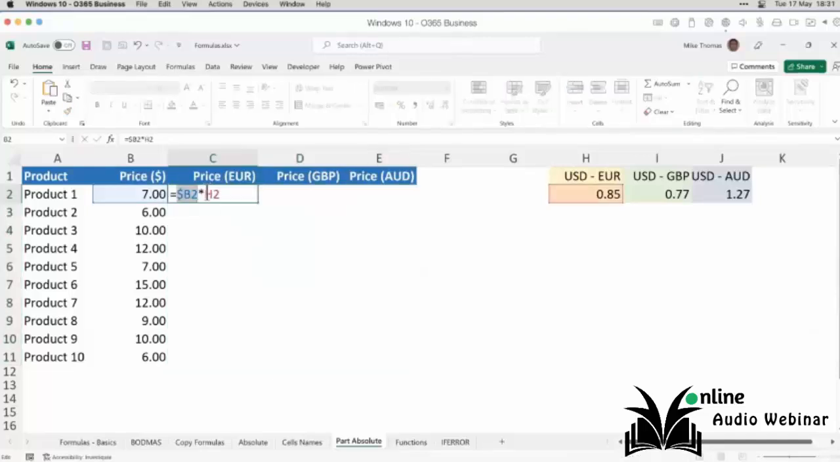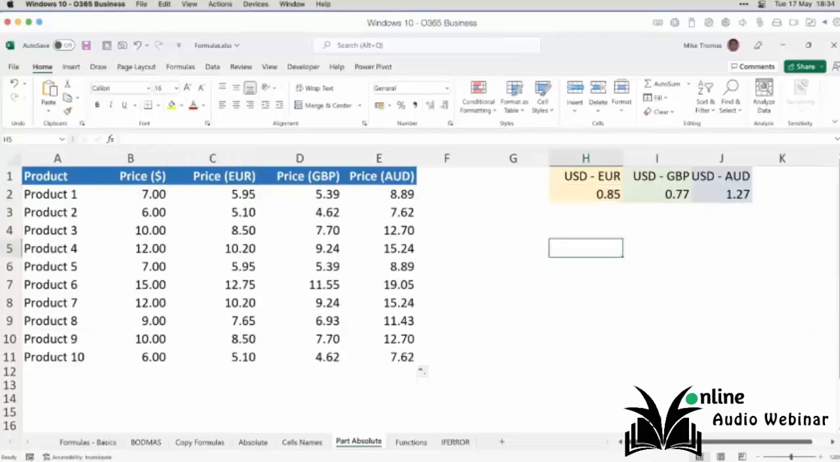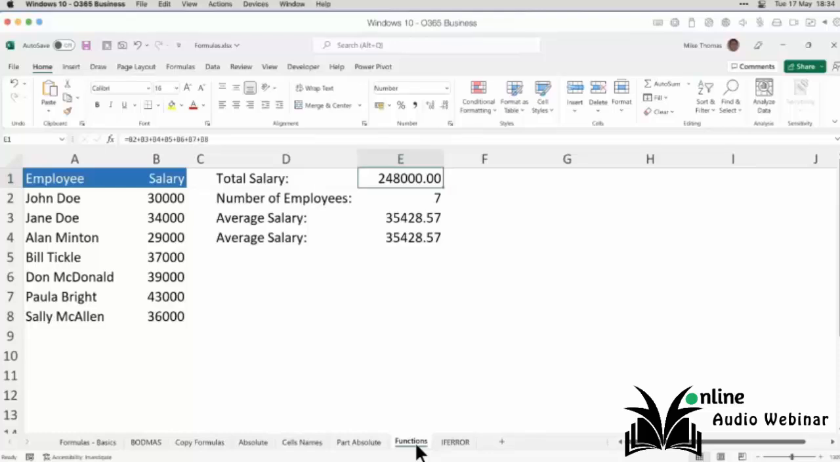And on this side of the equation, I want the opposite. What I want here is the dollar before the 2. So I keep pressing F4 until I get the dollar before the 2 and talk about the difference between formulas and functions. But a function is like a predefined formula that returns a specific value as the answer.